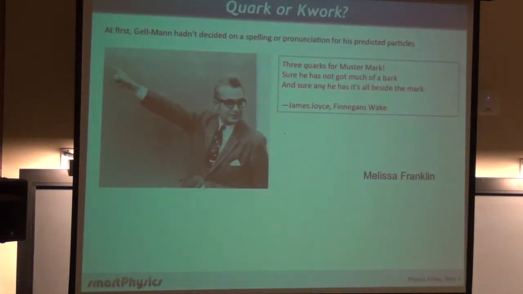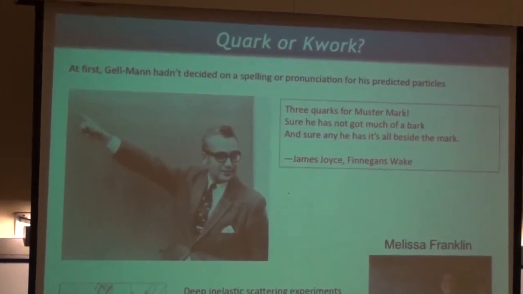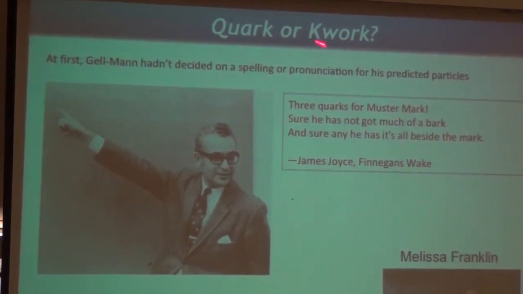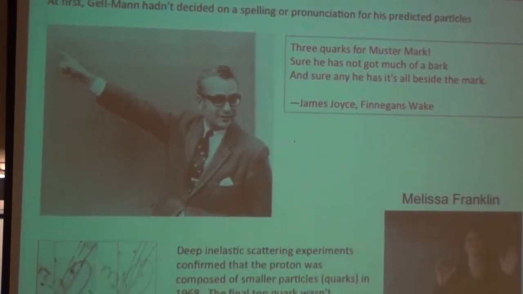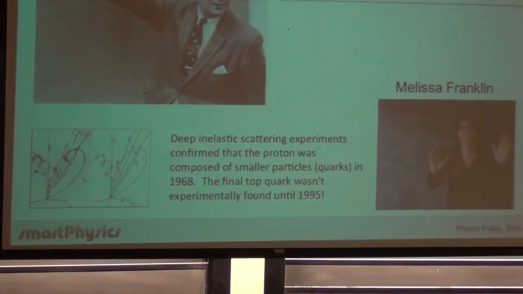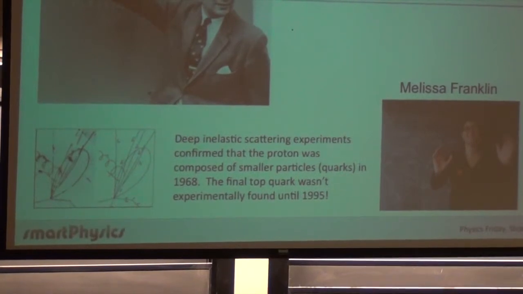Okay, so where does this term come from? Well, there are lots of arguments about that. But basically, there's apparently some bit of prose in James Joyce's Finnegans Wake where he uses this term quark. At first, I guess Gell-Mann wasn't sure whether to spell it quark with a KW or quark, but eventually it became so because of this. So there's some historical interest there in where this name comes from. If you discover something as fundamental as the constituents of matter, you have a lot of freedom from your colleagues to name it whatever the heck you want. We could have called them little Gell-Manns or something.